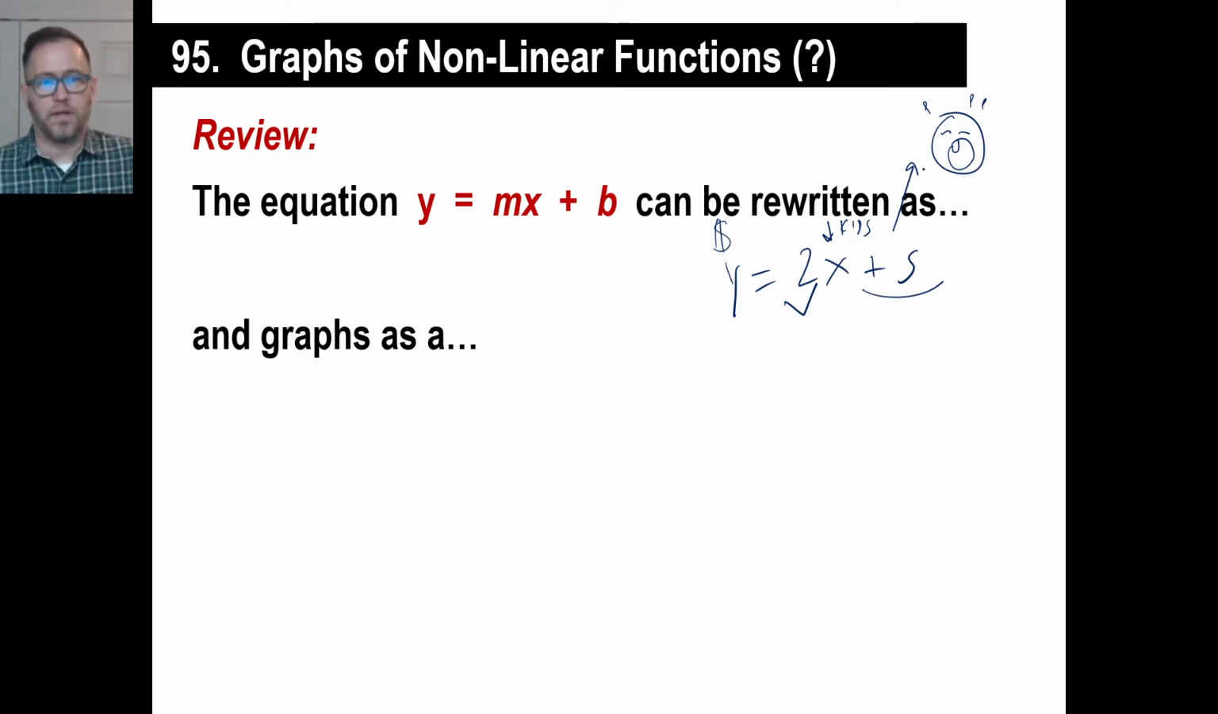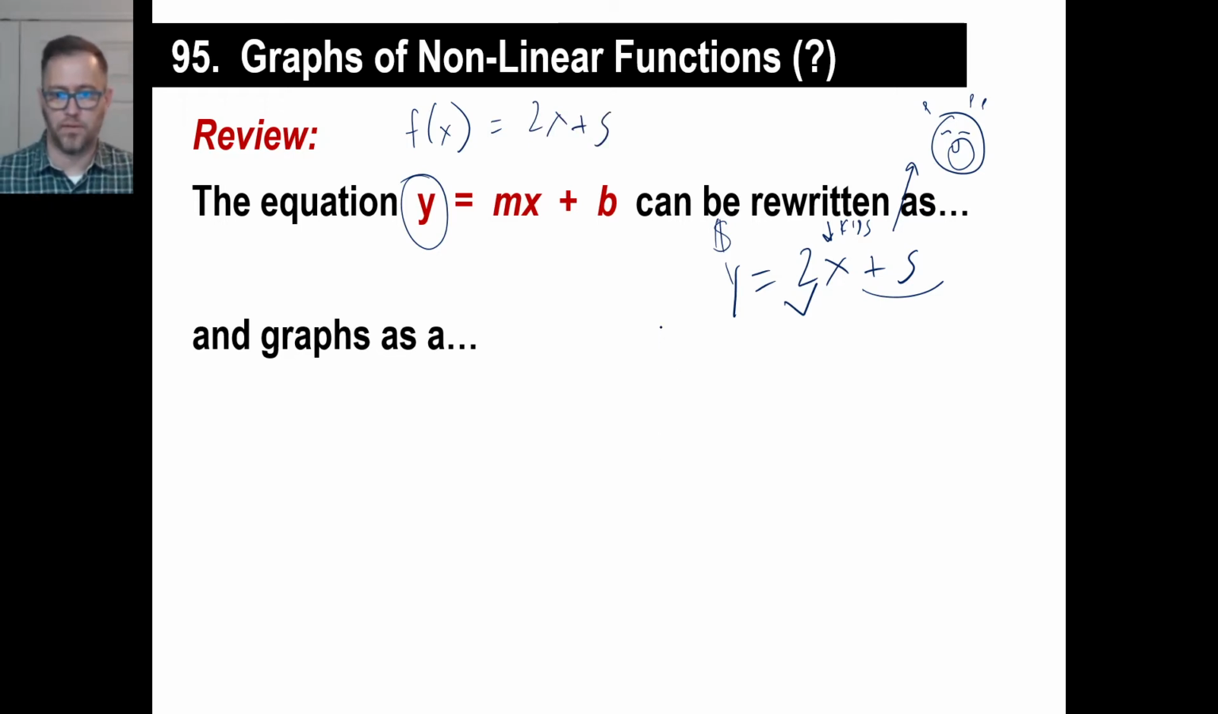We can rewrite it like this, of course. Remember, every time you see a y, you can say f of x equals, I don't know, 2x plus 5 or whatever. Same thing, right? This graphs as a line, as we know. If no kids show up, then you get 2 times 0 plus 5, so you get 5. If 3 kids show up, you get 2 times 3, $6, plus 5 is 11, so 3 kids show up, way up here at 11, you draw the line, something like that.